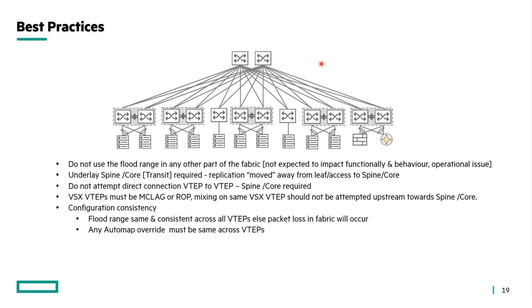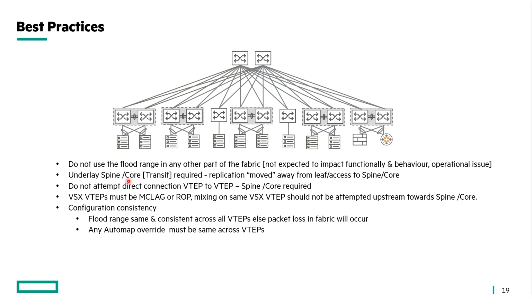So let's cover some of the best practices. The first thing is don't use the flood range in any other part of the fabric. Although it's not expected to impact functionality and behavior, it's more of an operational issue when it comes to troubleshooting. It becomes very difficult if you've got the flood group range and that same multicast group being used elsewhere.